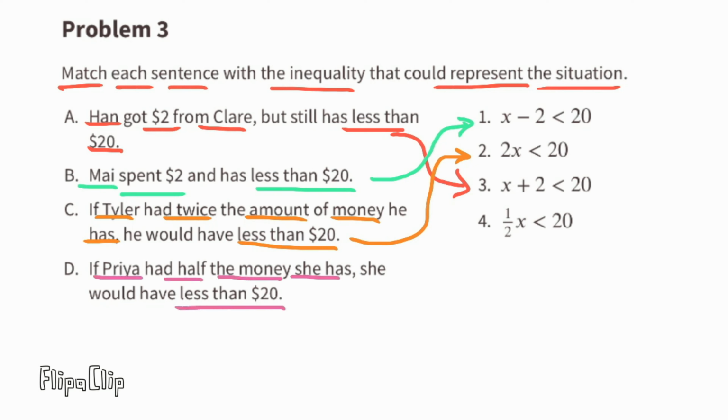And finally, D. If Priya had half the money she has, she would have less than $20. Half the money, that would be 1/2 x. And 1/2 x would be less than $20, or 1/2 x is less than 20. Inequality 4 matches with sentence D.